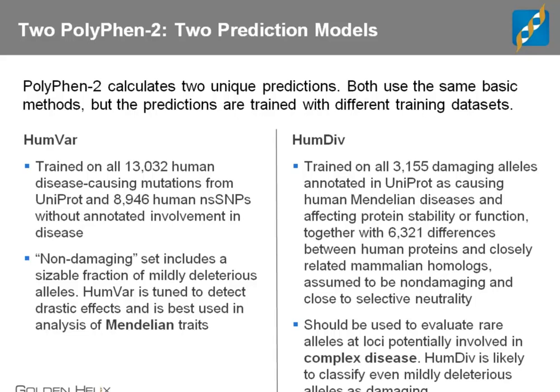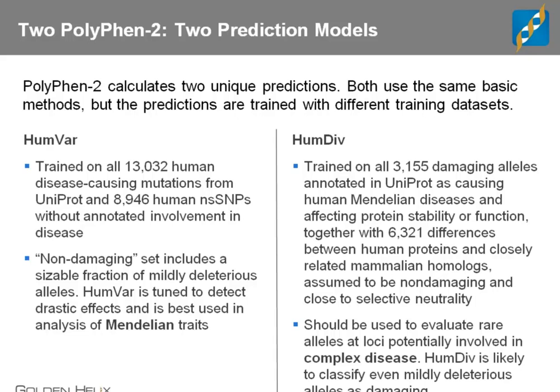But it's trained on disease-causing mutations from the UniProt database together with a variety of human non-synonymous SNPs that are not annotated to be involved in disease. But it's expected that those non-damaging SNPs still include a sizable fraction of SNPs with mild phenotypic effects. And the idea is that that particular prediction is really tuned to detect drastic effects and is best used in analysis of Mendelian traits.